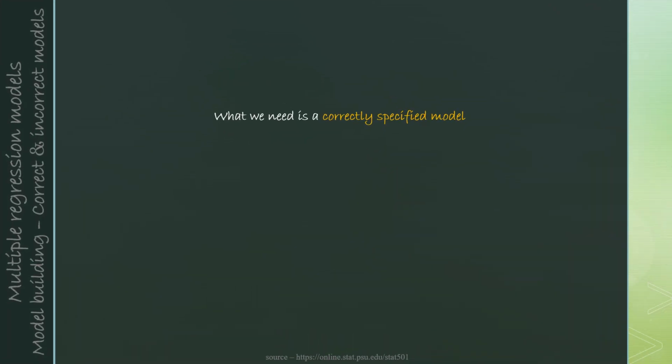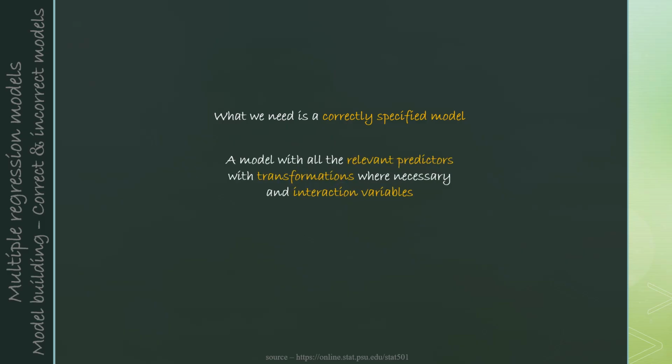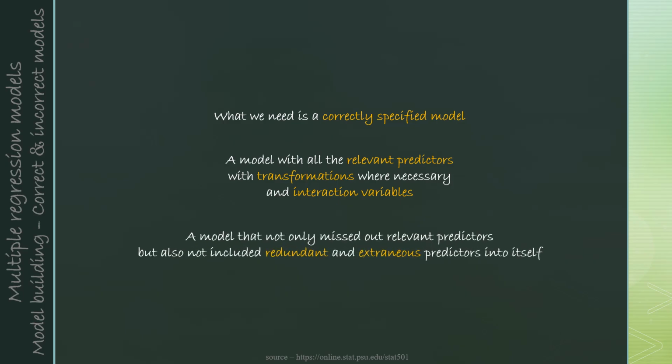What we need is a correctly specified model. A correctly specified model is a model with all the relevant predictors with transformations where necessary and interaction variables included. A correctly specified model is a model that not only does not miss out relevant predictors but also does not include redundant and extraneous predictors.